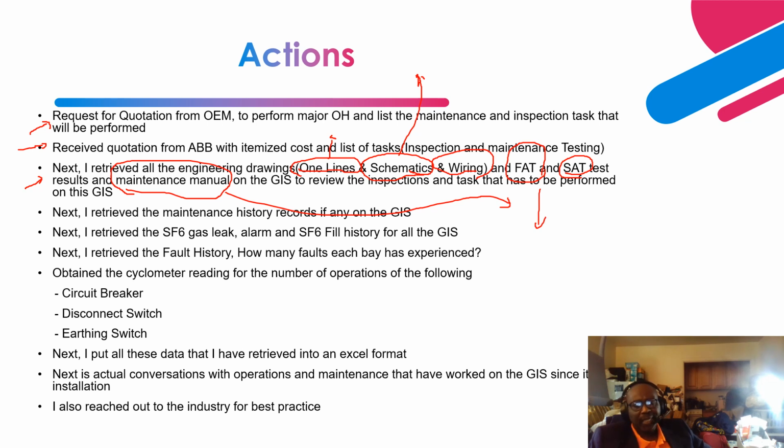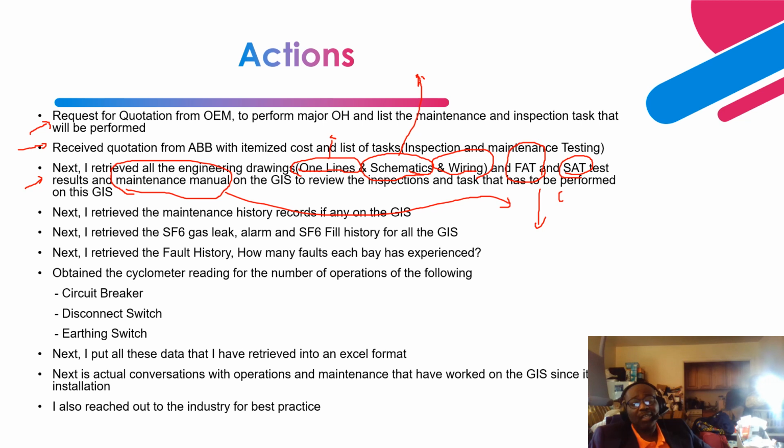It's going to delineate all the required inspections, testing and overhaul that has to be done on this GIS for the circuit breaker, for the disconnect switches, for the earth switches, for the fast earthing switches. It's going to tell me what needs to be done after a certain number of operations. So the OEM is going to delineate.